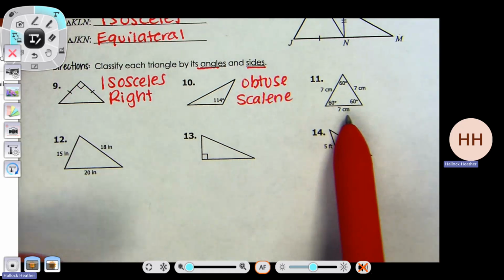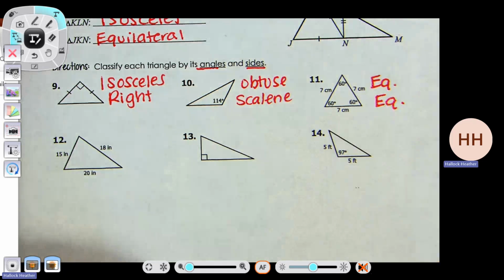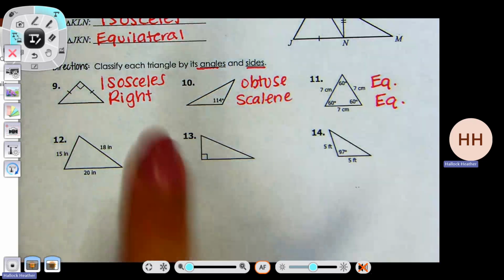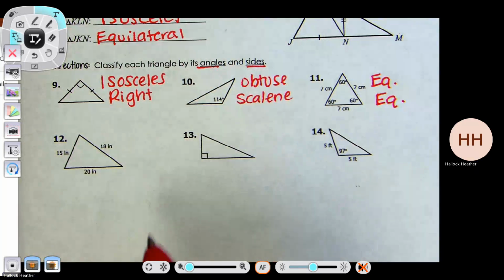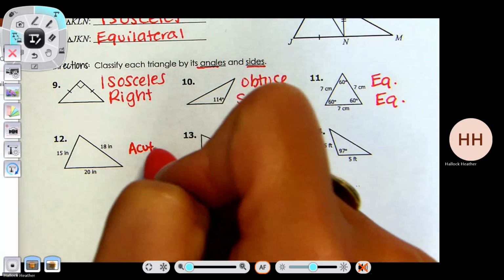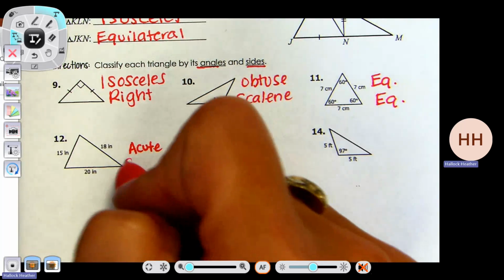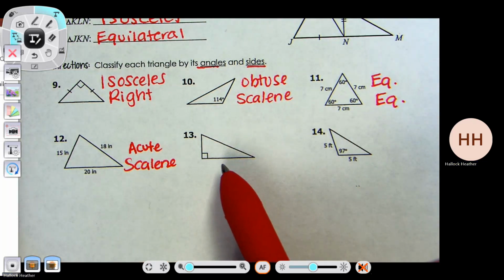Okay, 11, what 2 things are these? Either the equilateral, equal angular ones, we'll just put EQ, because automatically if it's one, then it's the other. What about 12? It's acute. No congruent sides, which is scalene. That's okay. Okay, 13, be quiet.